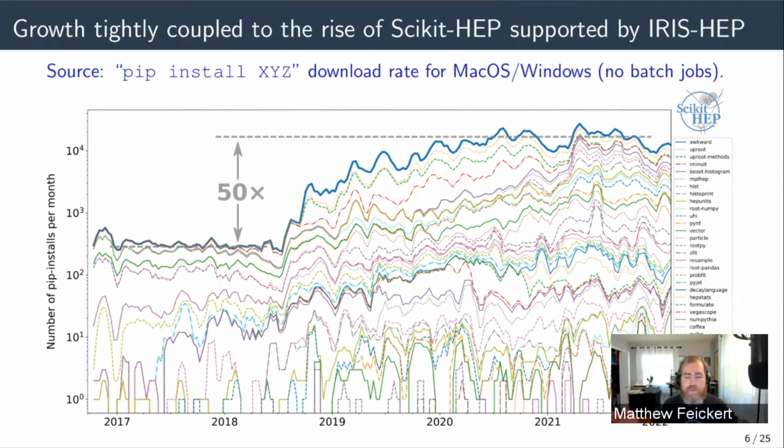From 2018 and 2019 on, we see that each of these lines represents a scikit-HEP, IRIS-HEP, or affiliated package, and we see that not only is there growth in the number of pip installs, but there's also just more lines in general. So as the ecosystem grows, so does the community adoption.